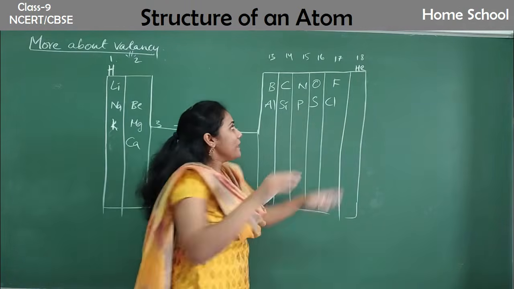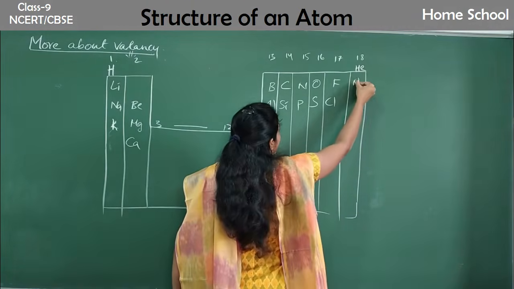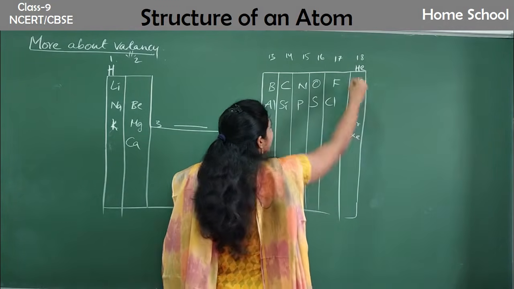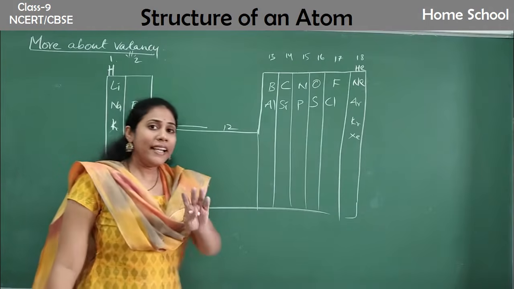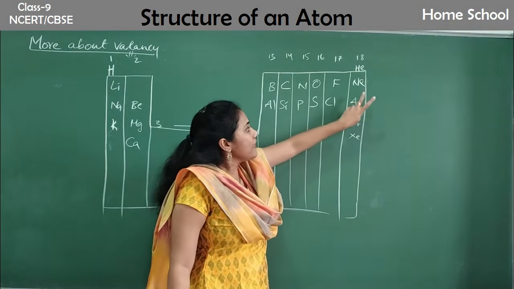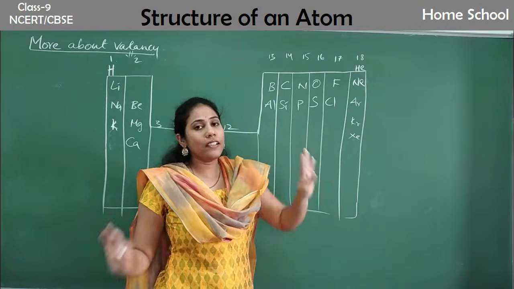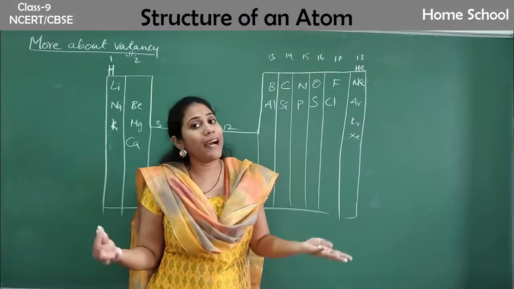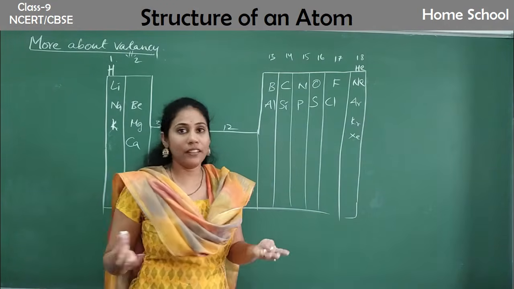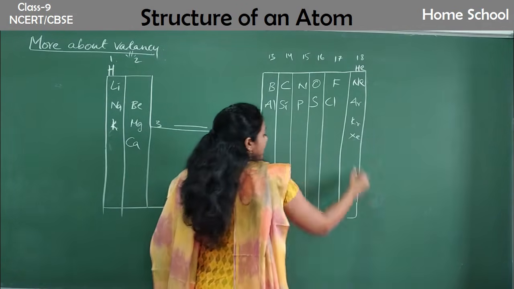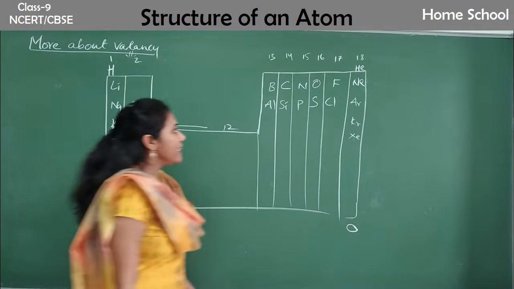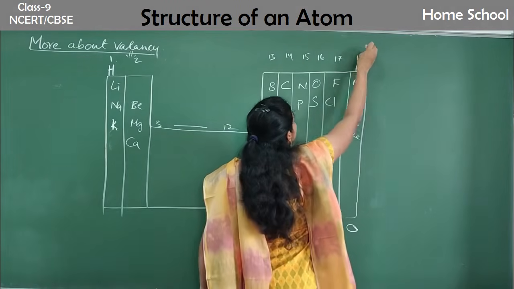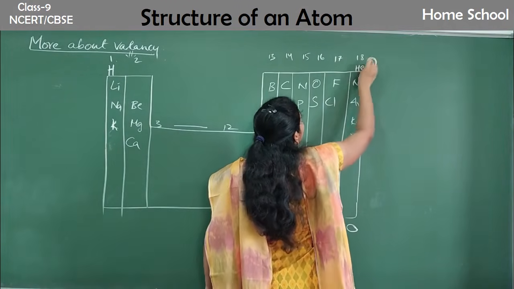All these elements have 8 electrons in the last shell. Neon, argon, krypton, xenon, these elements will come. And I already told you, since these elements already had 8 electrons in the last shell, they will not lose electrons, they won't gain, they won't participate in chemical reactions. So that is the reason their valency is always 0, guys. Clear, everybody? So their valency is always 0. Here I'll write.